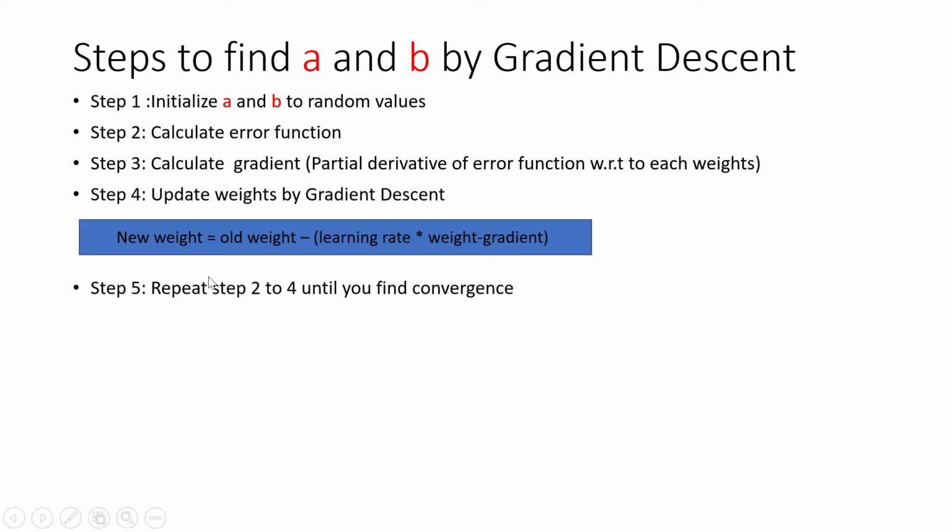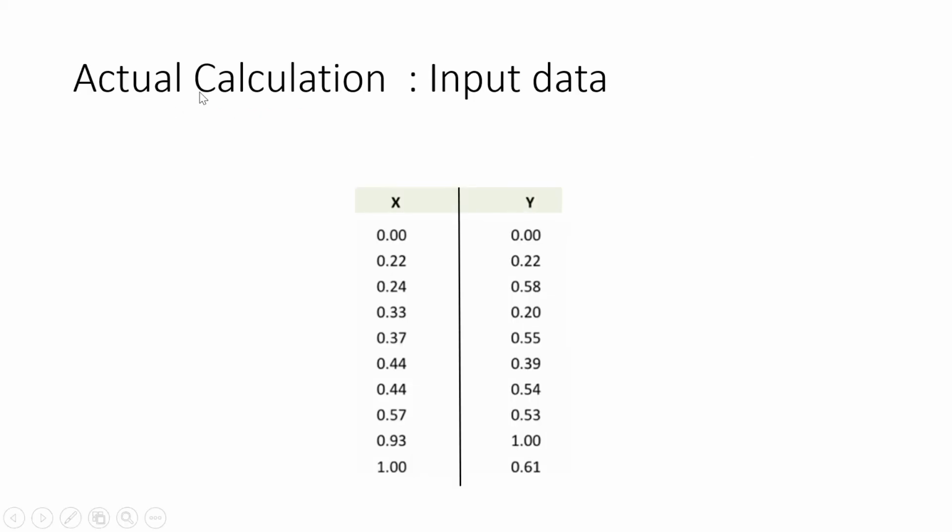Alright, and then step 5 says that we'll repeat step 2 to step 4 until we find convergence, which means we'll go on performing these steps until, for the next few iterations, we find that the weights are not changing much and the error is not changing much. That means we have found convergence, and we'll stop our algorithm there. Another stopping criterion we can consider is that if the error goes below a certain threshold, then we can stop our algorithm.